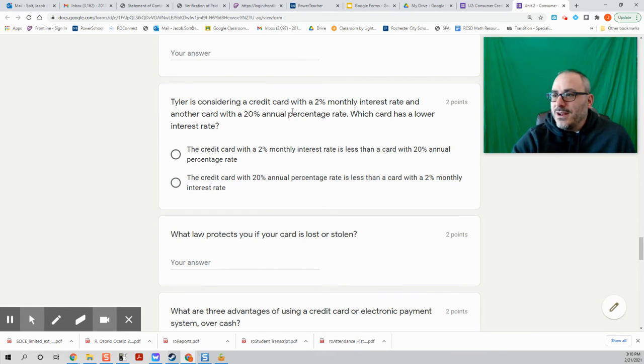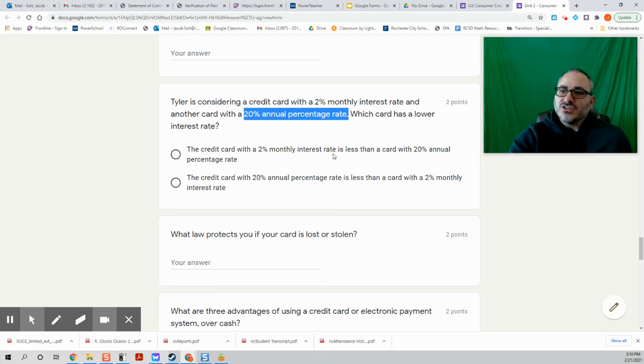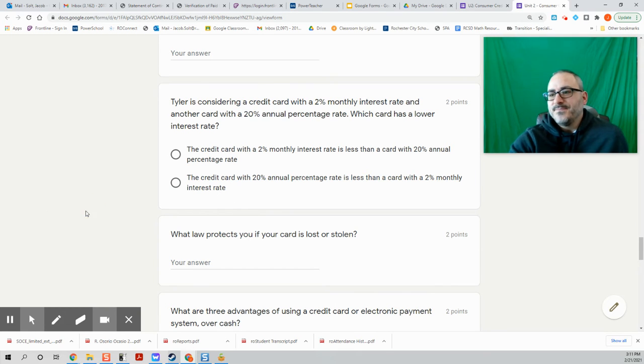Tyler is considering a credit card with a 2% monthly interest rate and another card with a 20% annual percentage rate. So there's either a 2% monthly interest rate or a 20% annual percentage rate. Which card has a lower interest rate? Is the credit card with a 2% monthly interest rate less than a card with a 20% annual interest rate, or is the credit card with a 20% annual interest rate less than the card with a 2% monthly interest rate? You tell me. It's got to be either or, right? Which one of these is less?